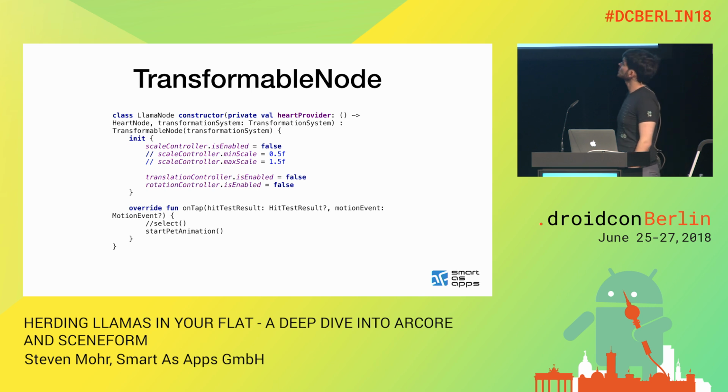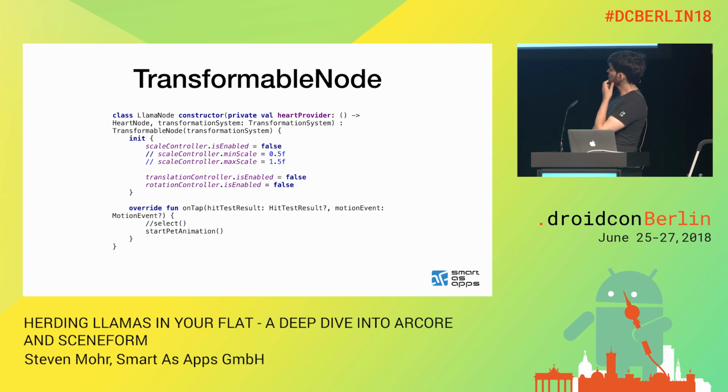And the other part that is also provided by this TransformableNode is an onTap method. Usually it just calls select, and select will give you this nice little ring around an object that shows, okay, this is the currently selected object. All gestures are applied to this object, so if you move it or if you rotate it, that's the one that will be changed, but we don't want that, so we just want to start a little animation whenever the user taps on a Llama node.